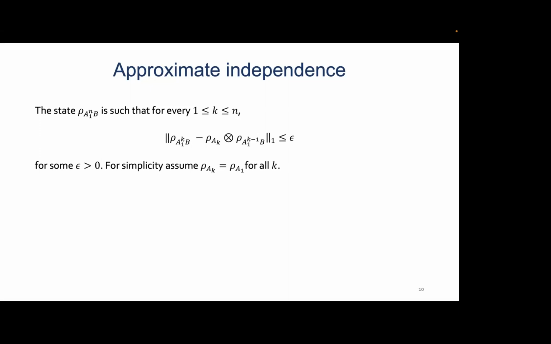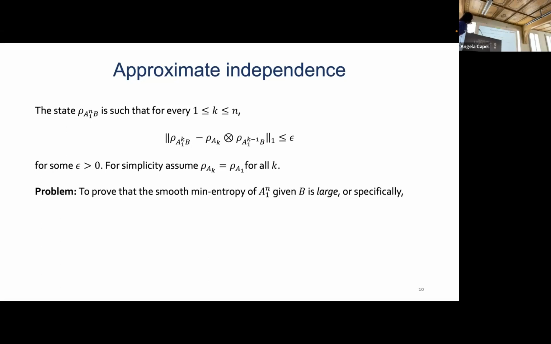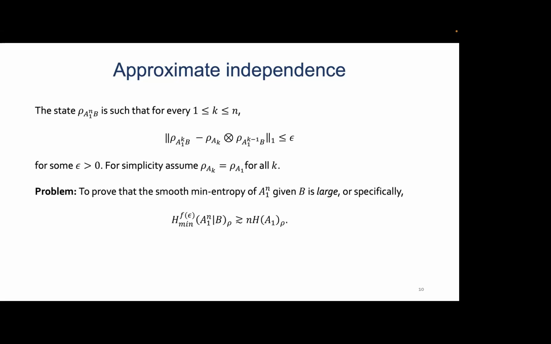And now the question becomes, how do we prove that the smooth min-entropy of A_1 through A_n given B is large, specifically for this rho, specifically that something like this holds true? So this f of epsilon over here is just some small function of epsilon. Okay, and something like this should intuitively hold true because everything is kind of independent of one another. One thing to note here is that this epsilon in the smoothing parameter and the epsilon over here are the same epsilons. You cannot really get around the fact that they have to be the same.